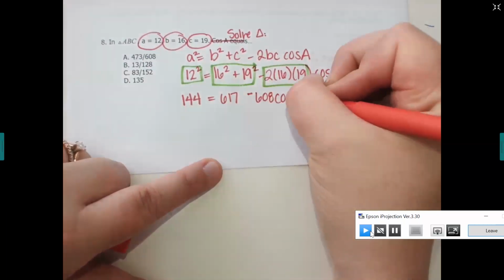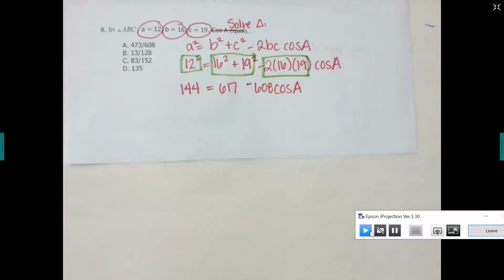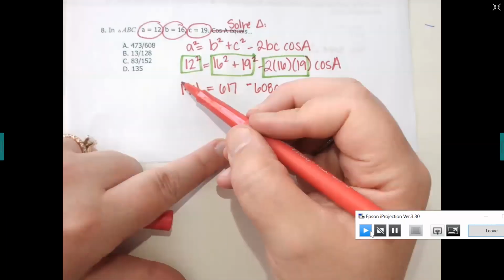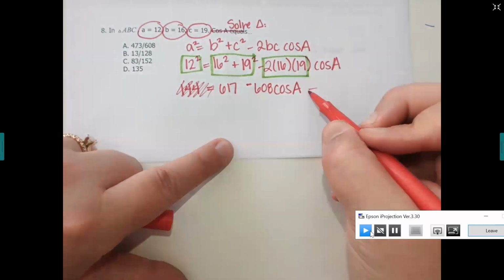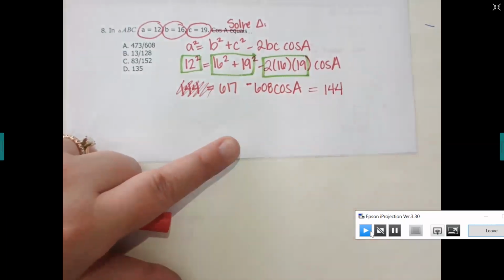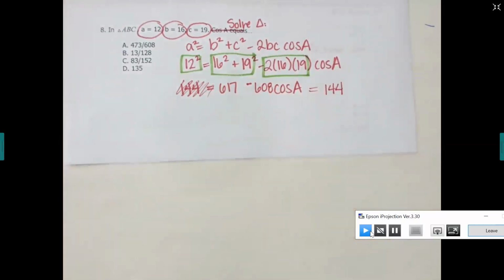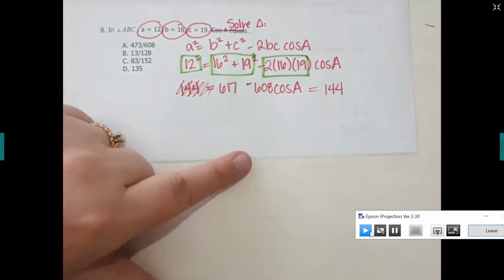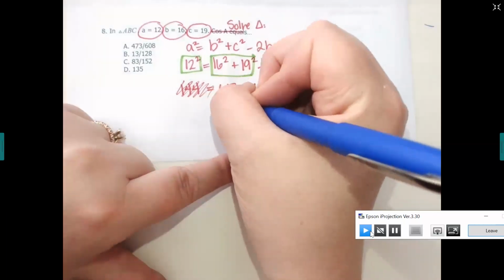Okay, from here, the first thing that I'm gonna do is, y'all know I don't like solving with the equals 144 on the left. So I'm gonna gently scribble it out and then put it on the right side. So no more equals 144. I'm gonna put it over here. How do I get rid of the 617 if it's in the front? Minus it is correct. So you're gonna take away 617 on both sides.